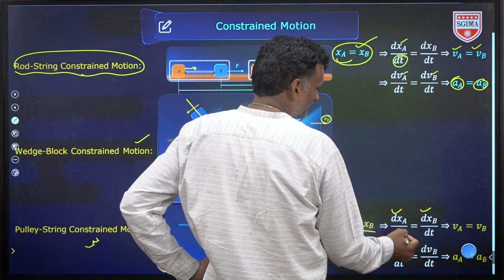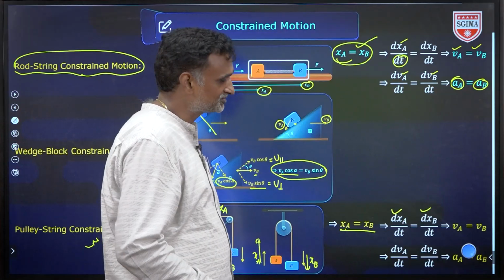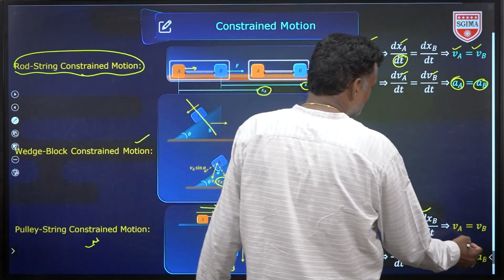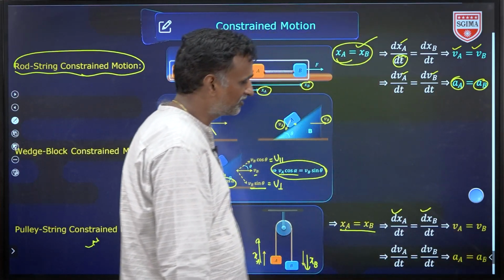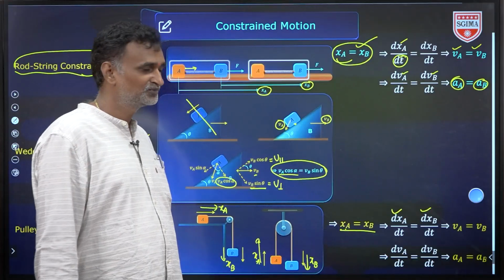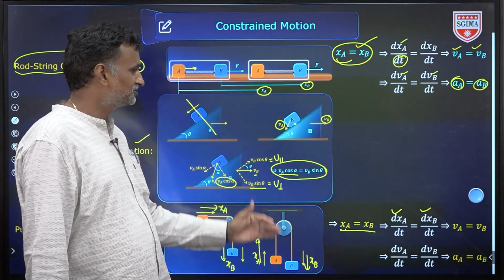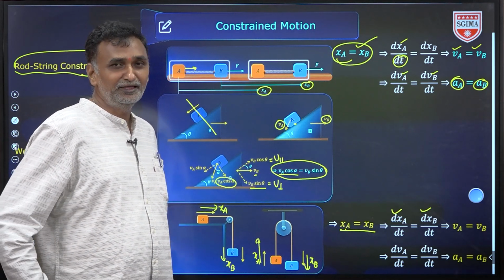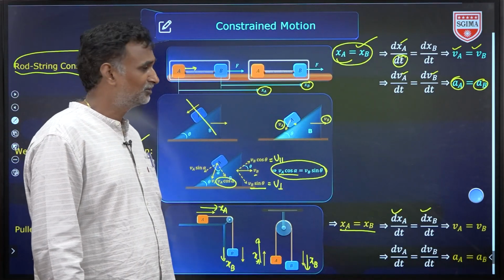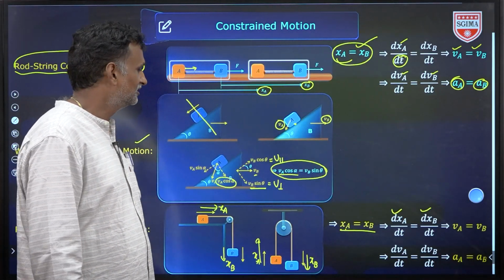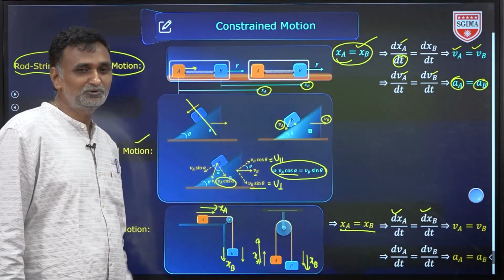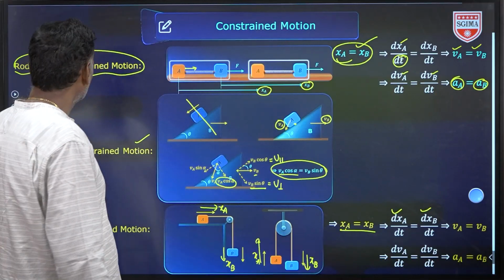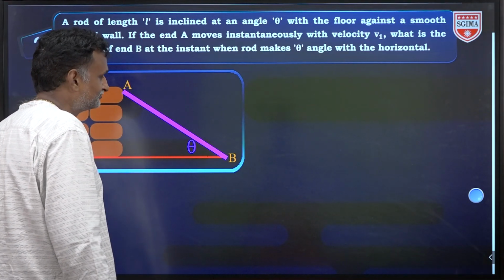Differentiating XA and XB with respect to time gives you the velocity relation. Next, differentiating velocity gives you the acceleration relation. Here accelerations, velocities and displacements are all equal in this case. This is the basic introduction, where we can analyze the concept of finding relations between the parameters involved in constrained motion. Now let us go through some illustrations to understand the concept of constrained motion deeply. Now, let us move on to the next slide.